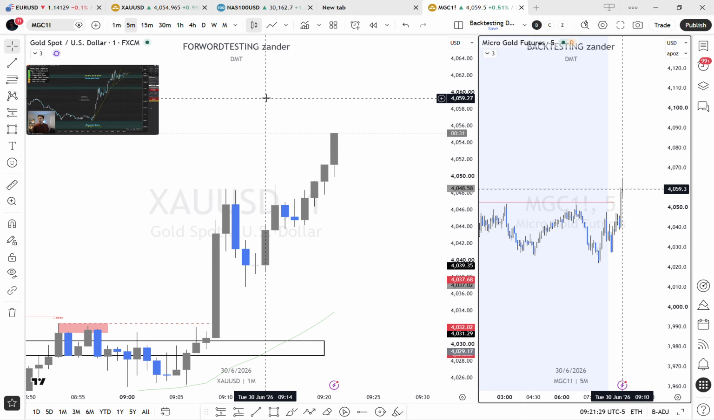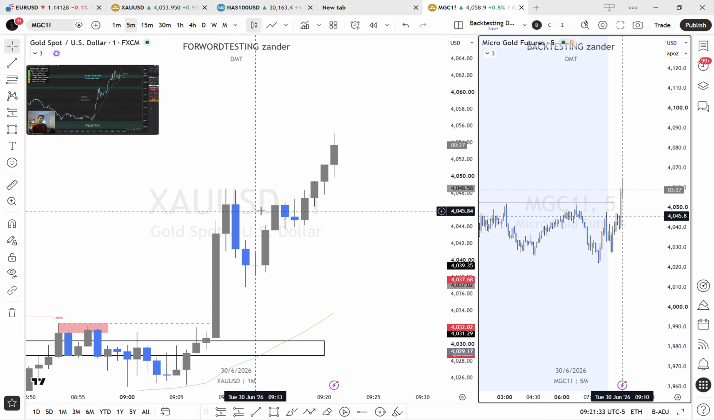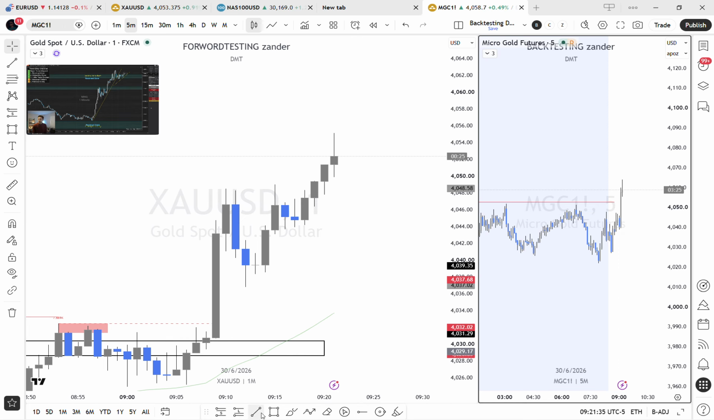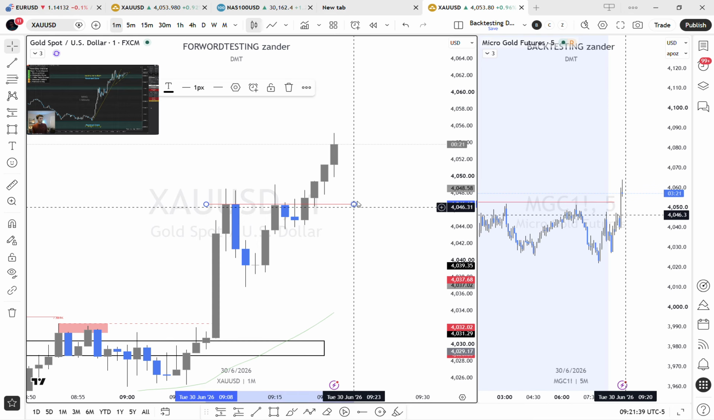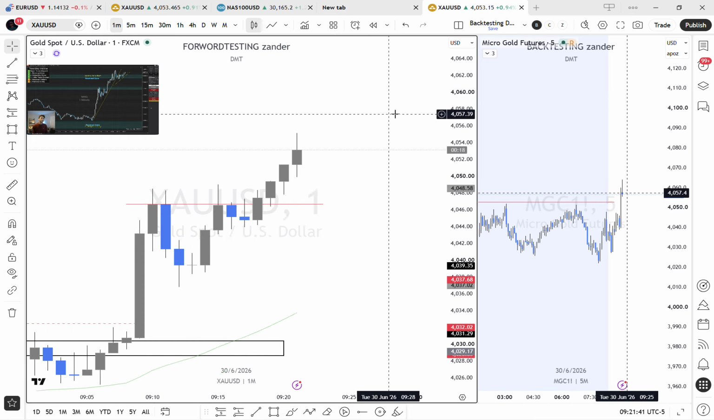Imagine if I just bought the top. I would be, okay, a short sets up. Can I buy? Nope. Don't break your strategy for nothing at all.